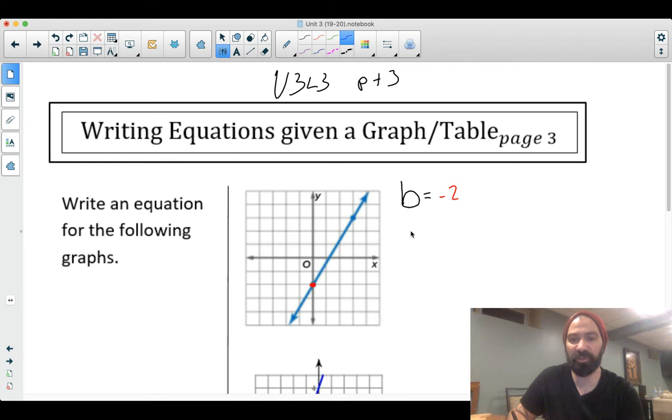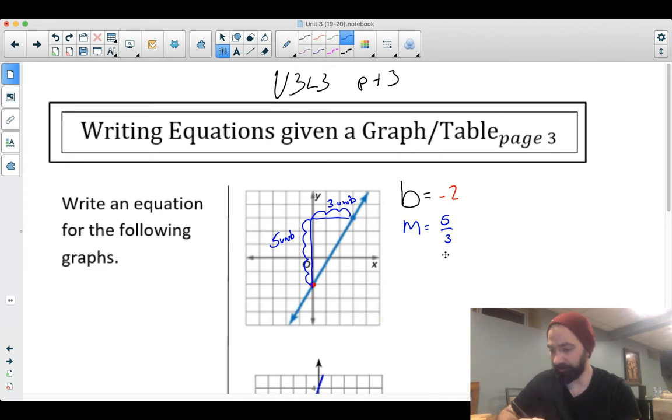And we find our change in y over our change in x. Let's count. We'll make our little growth triangle here first. Count our units: 1, 2, 3, 4, 5 units up. So that's 5 units. My change in y is 5. My change in x, we're going to count over 1, 2, 3. That's 3 units. So 5 over 3.